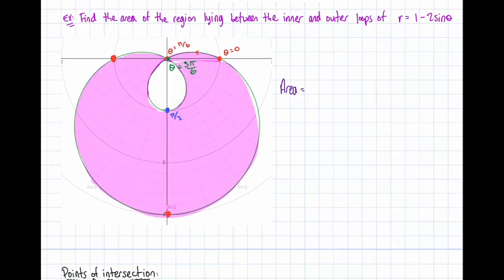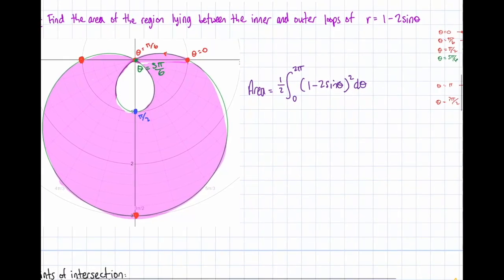Crap, 1/2, I'll calm down. I realized I was talking pretty fast here. 1/2 integral from 0 to 2 pi of (1 minus 2 sine theta) squared d theta.